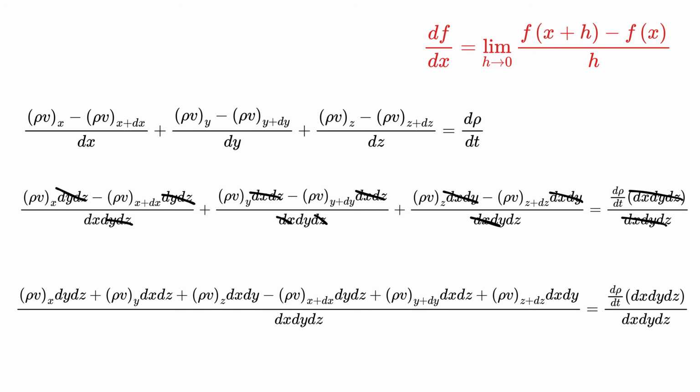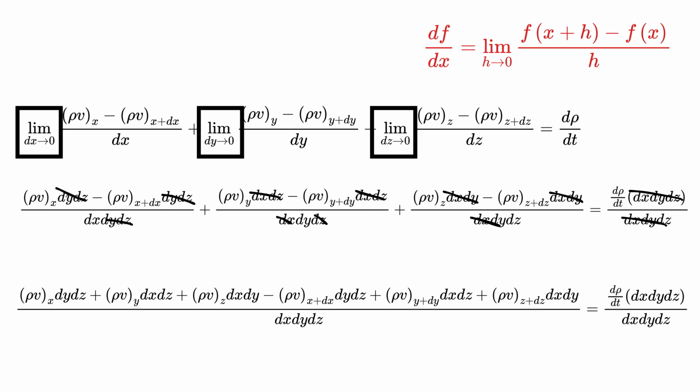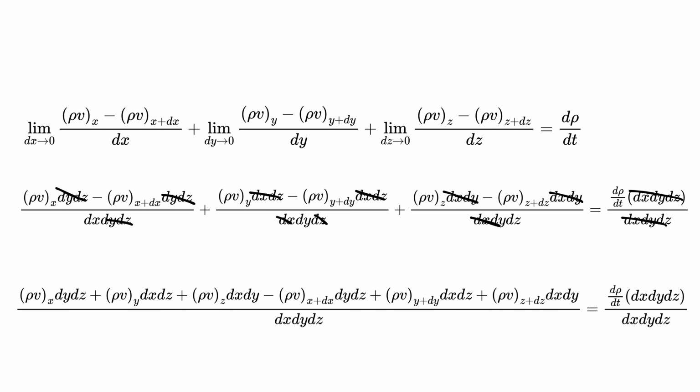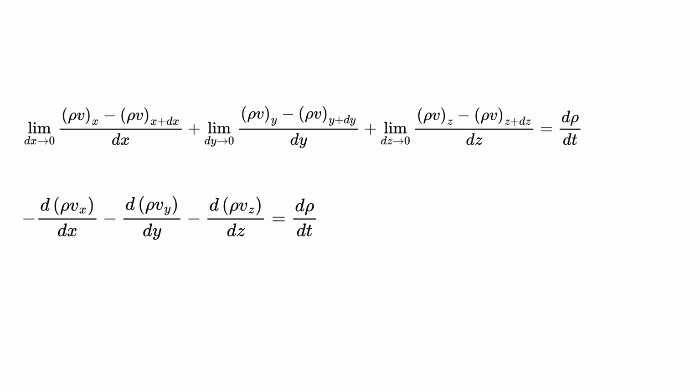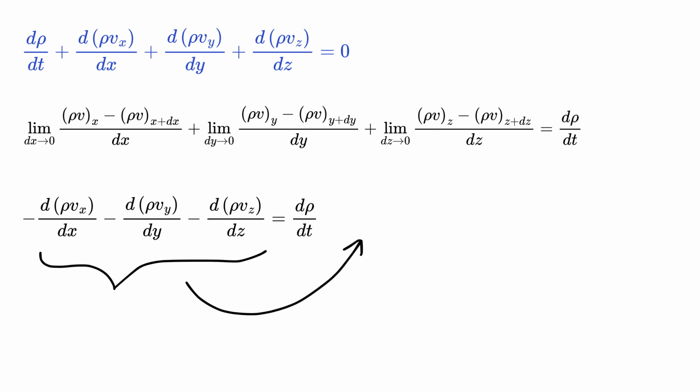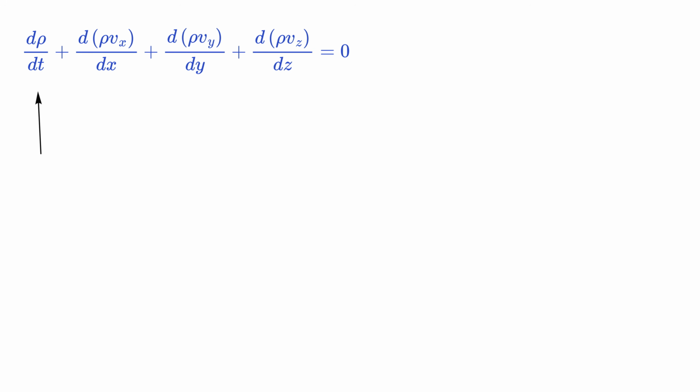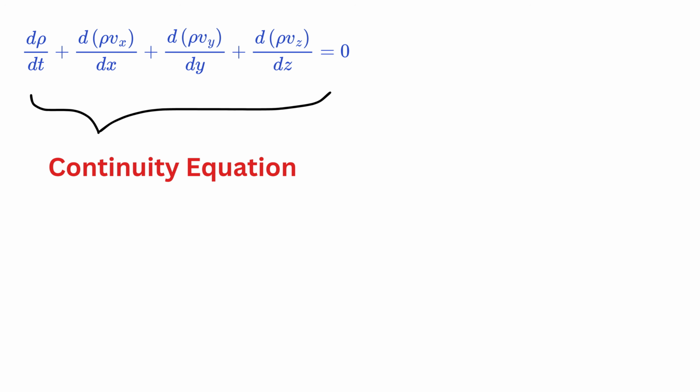Since our cube is extremely small, we take the limit as dx, dy, and dz go to 0. When we do this, these small changes turn into derivatives like these. Now take them on the right side to get this. We get the rate of change of density with respect to time plus the spatial change of density multiplied by velocity in the x direction plus the spatial change in the y direction plus the spatial change in the z direction is equal to 0.